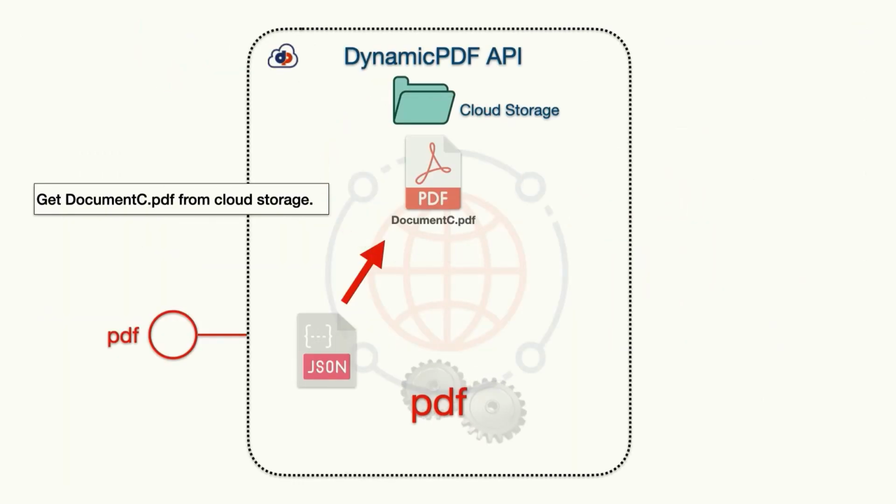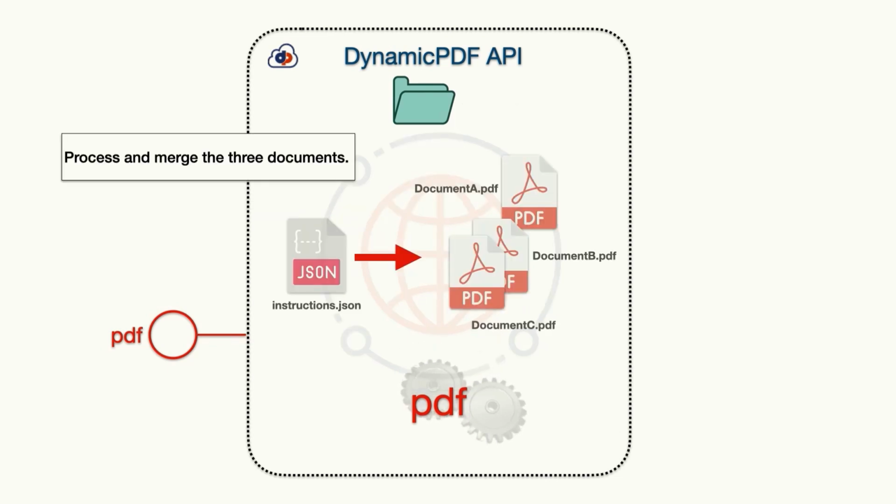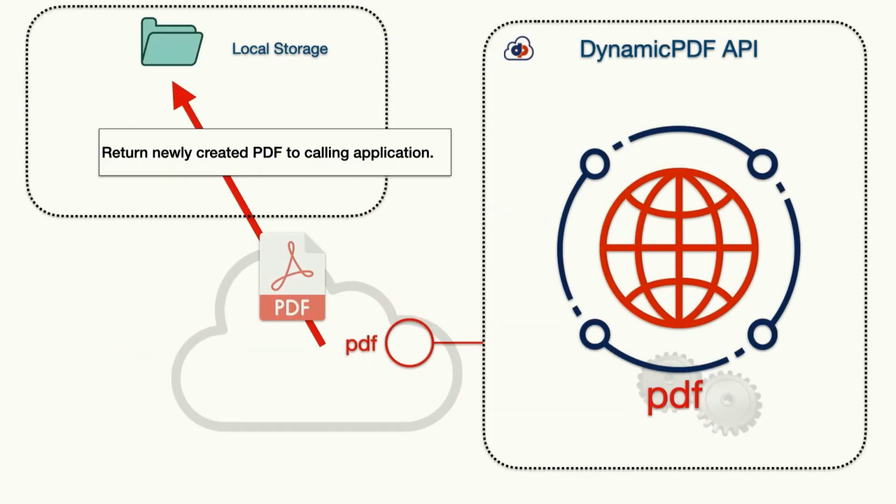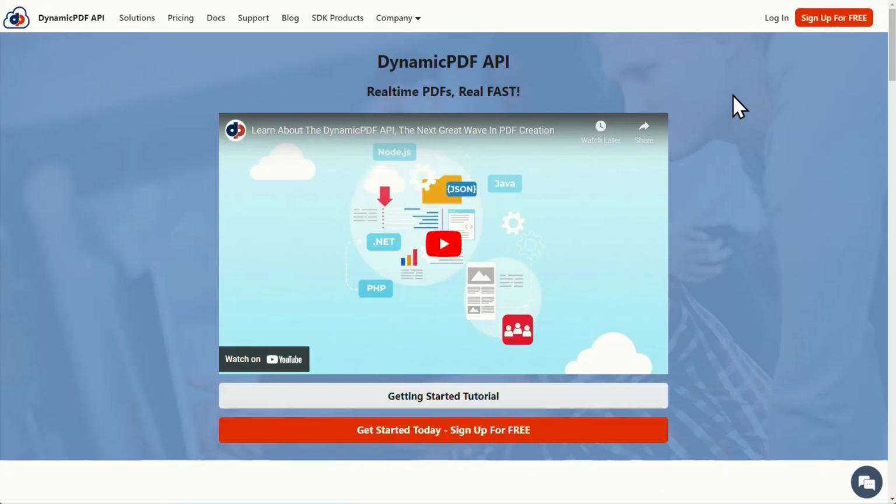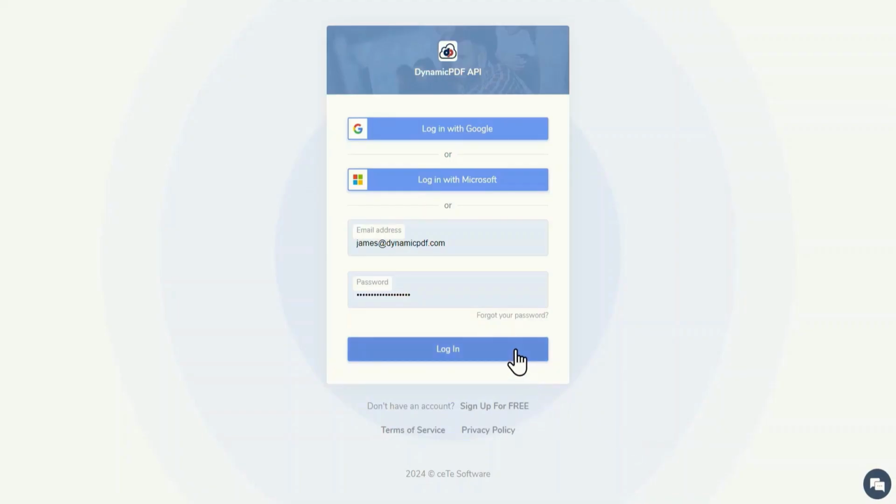The 2 PDFs and the instructions.json are sent as post request files to the PDF endpoint. Then, DynamicPDF uses the instructions.json to combine the 2 uploaded files and the file in cloud storage to create a new PDF. The combined PDF is then returned from the PDF endpoint as binary. So let's go ahead and start by going to the DynamicPDF API website and logging into the portal.